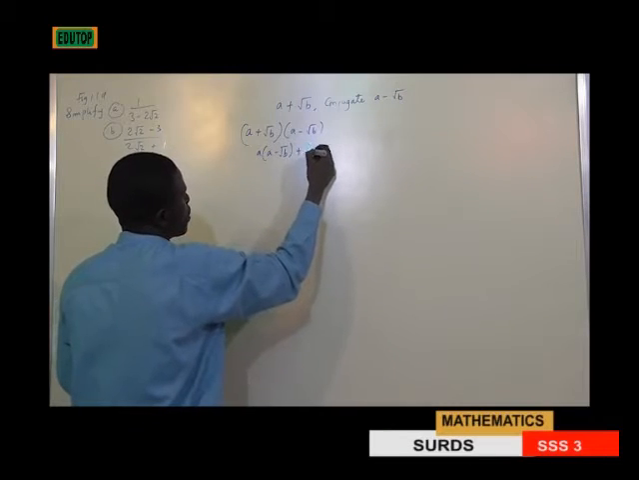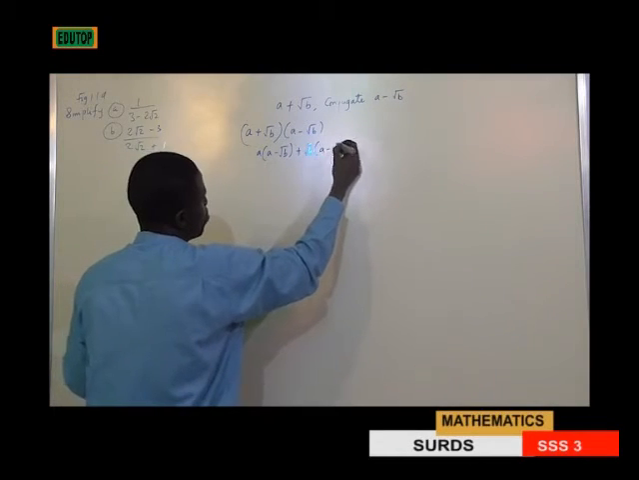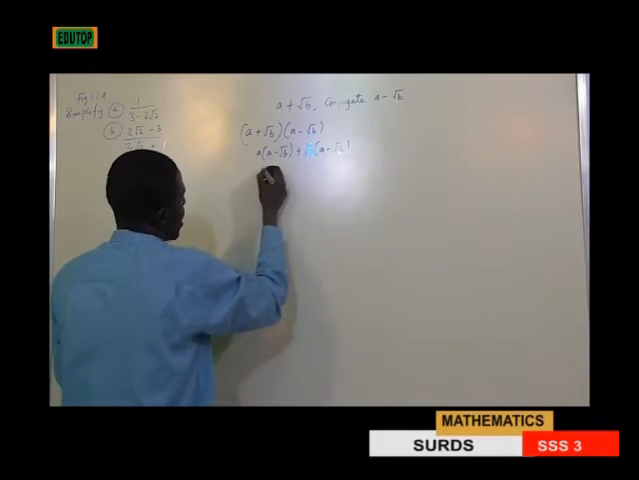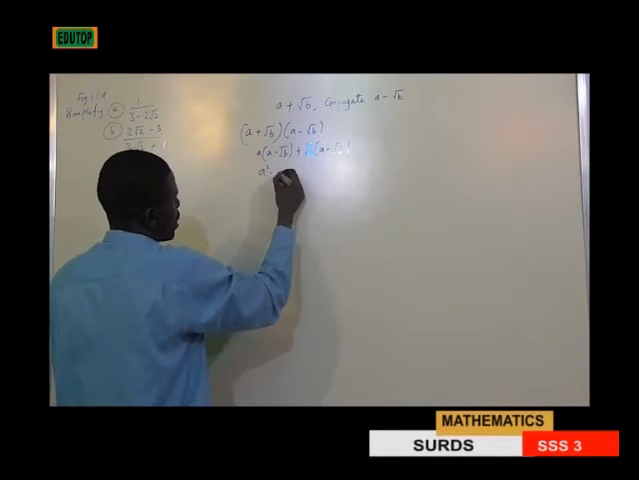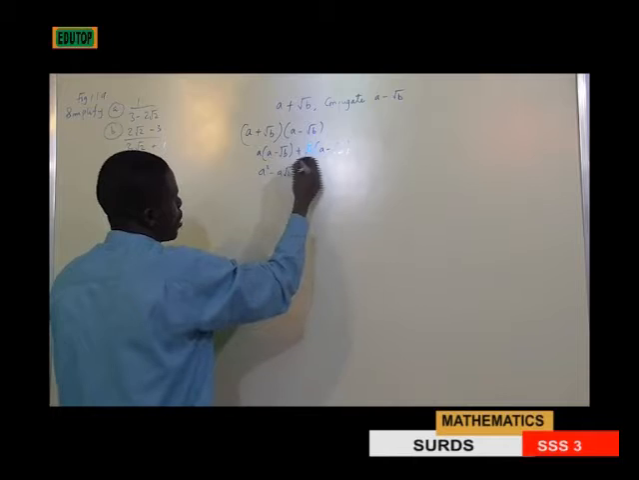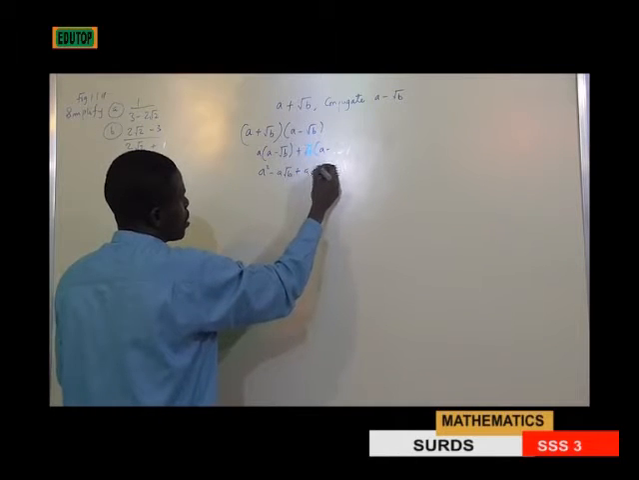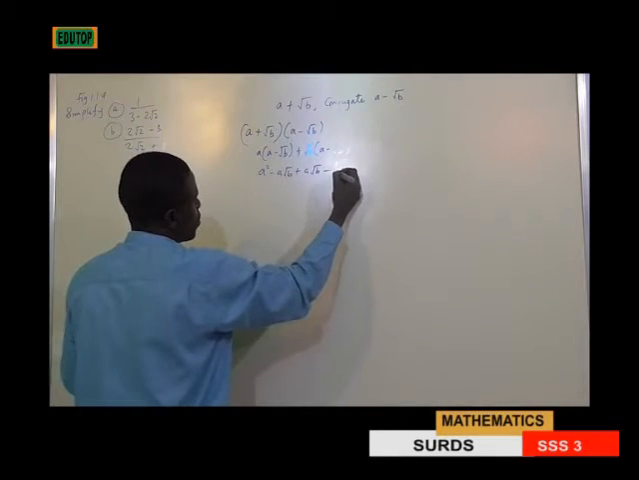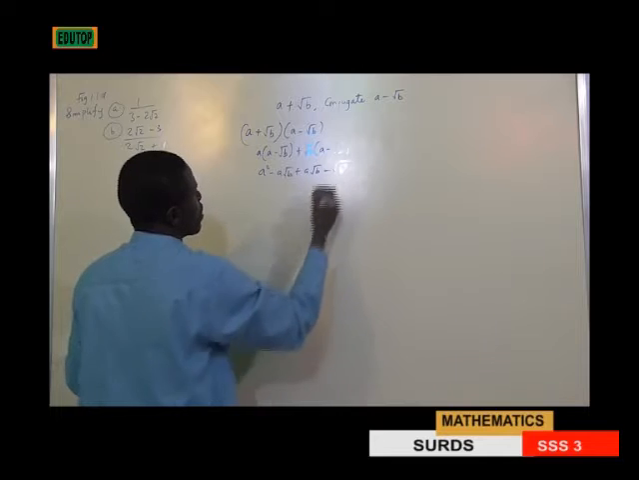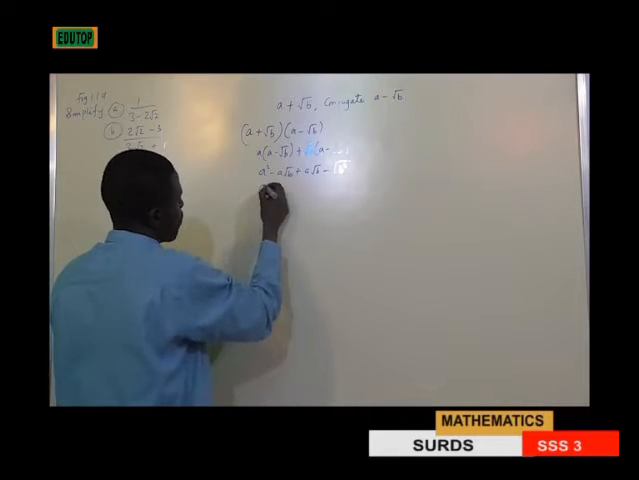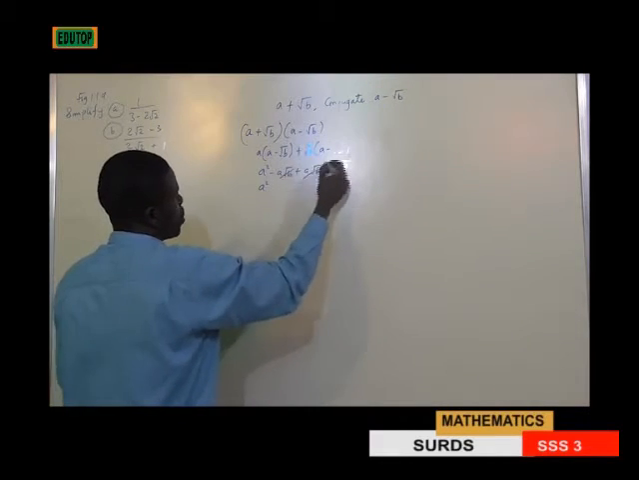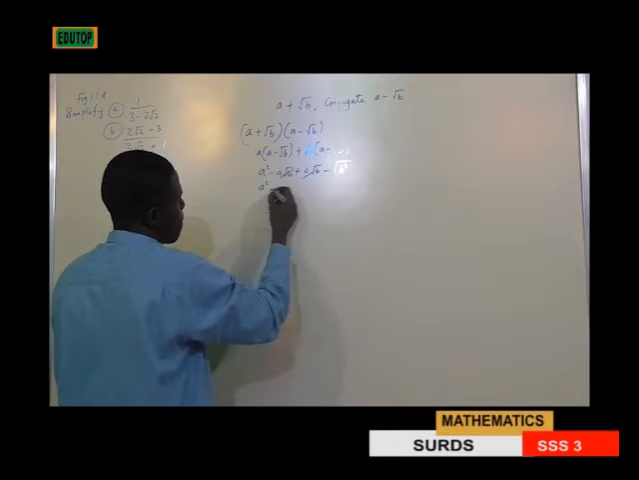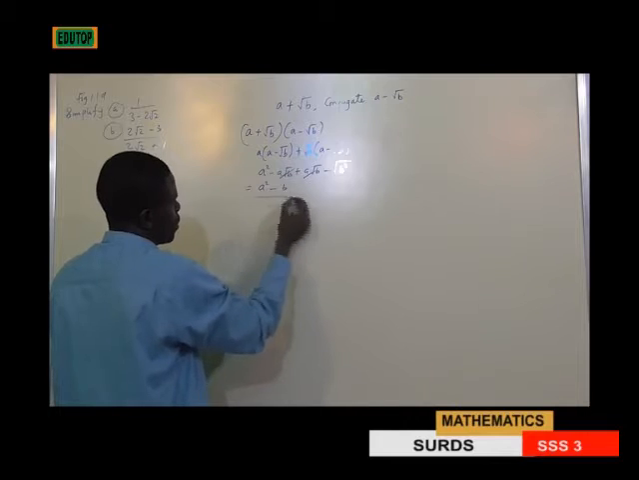plus root b into a minus root b. So a times a is a squared, minus a root b. Then a times root b is plus a root b, minus square root of b squared. So that is it. So we have a squared. This cancels this. So we have minus b. So this is the answer.